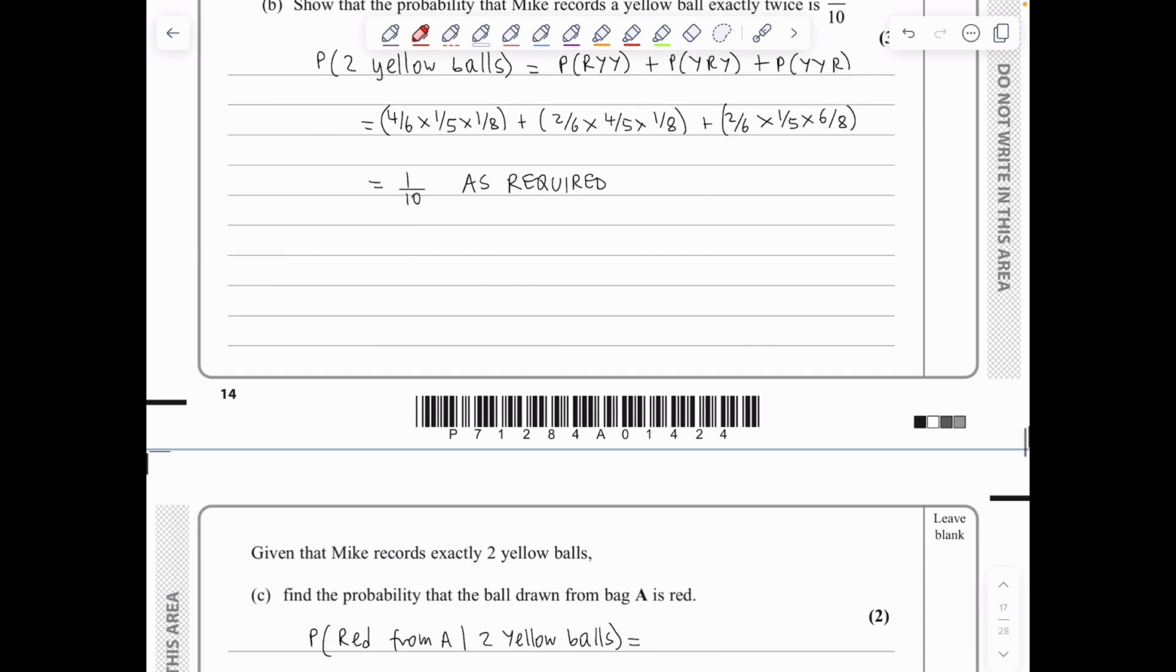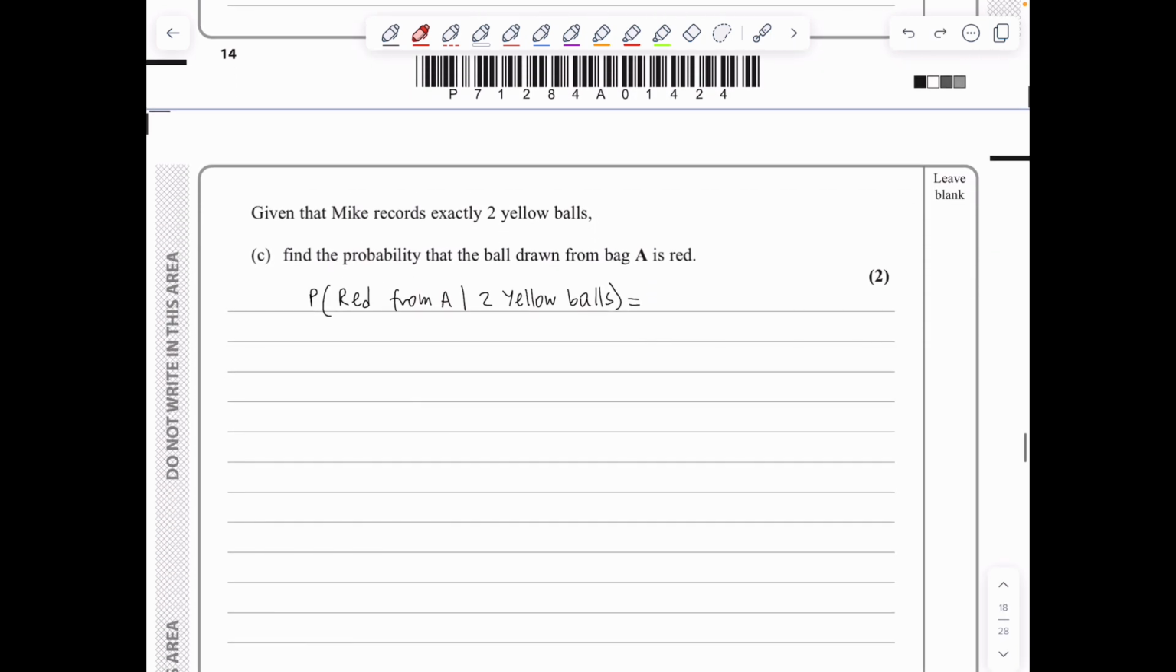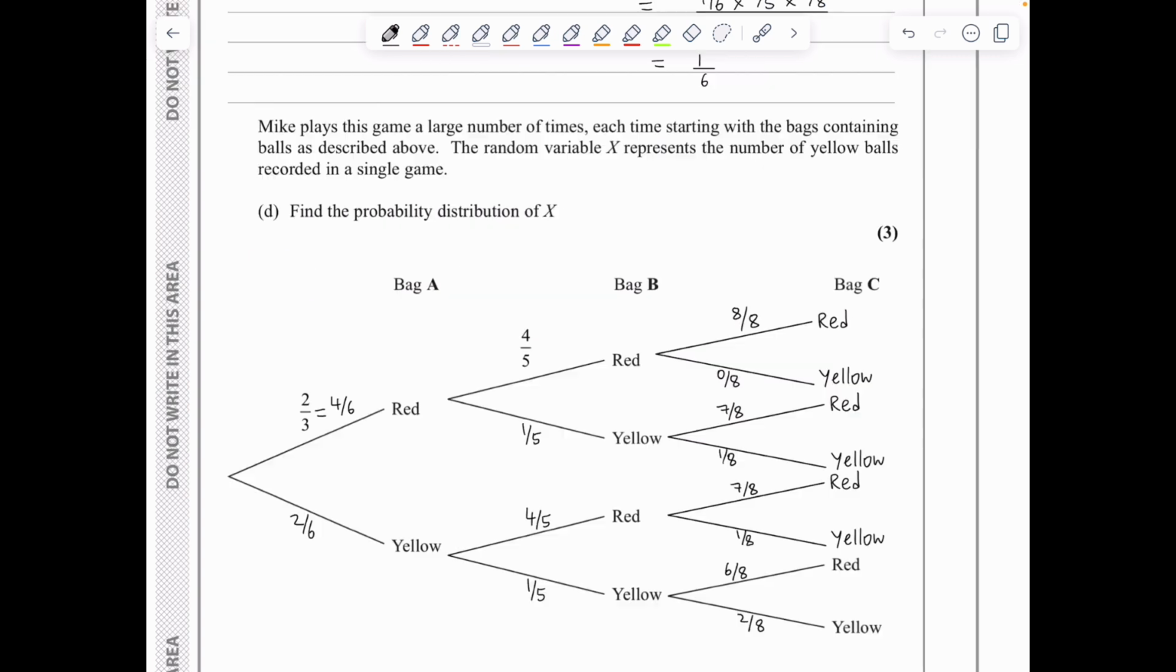So in our case it's gonna be the probability of red, yellow, yellow over the probability of 2 yellow balls, which means that the numerator is 4 over 6 times 1 over 5 times 1 over 8, and the denominator is simply the answer we got for part B, the 1 over 10, which gives an answer of 1 over 6.